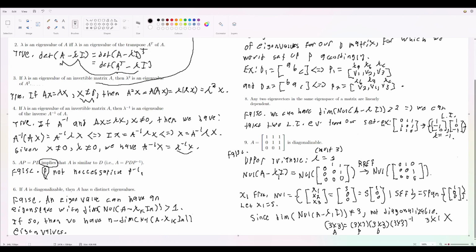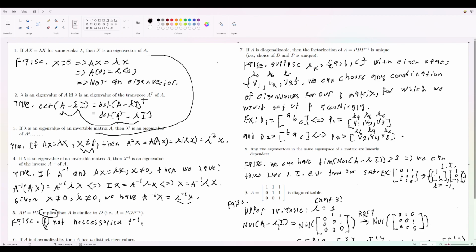If A is diagonalizable, then A has n distinct eigenvalues. So I gave an example here. An eigenvalue can have an eigenspace with dimension of null(A minus lambda_k I) greater than 1. If so, then we have n minus dim null space of A minus lambda_k I in eigenvalues. We can have an eigenvalue that has two different eigenvectors. So that one eigenvalue itself has 2, and we can subtract that from n to find the eigenvalues. You can go both ways. But yeah, that's it for that.